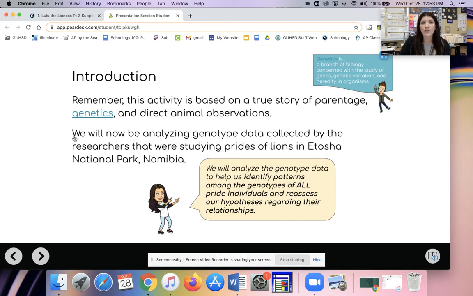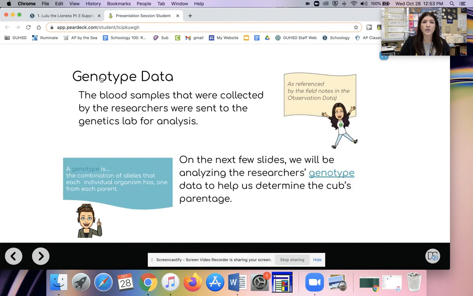And then from here, you're just going to be getting an introduction into the activity we're going to be doing. So we're going to be analyzing genotype data. So you'll learn what a genotype is if you don't know. And this is actual genetic data that was collected. If you remember, they took blood samples in the observation data. These are those blood samples. So once you go through, we're going to look at genotype data from the blood samples. And you're just going to be analyzing it.